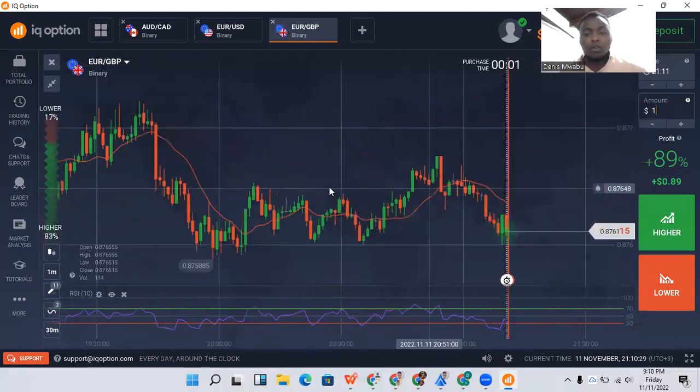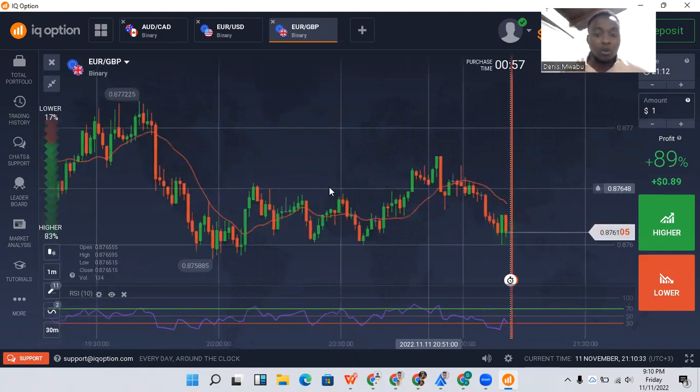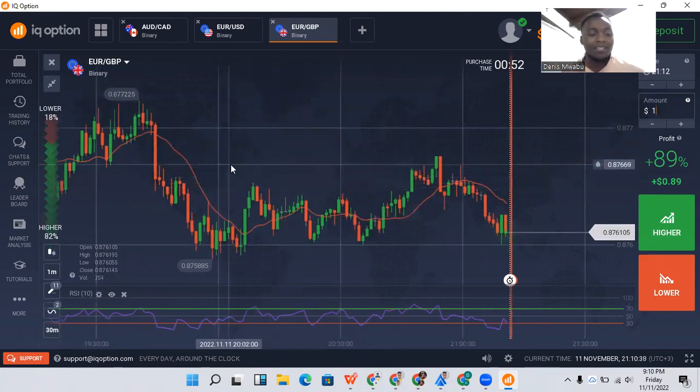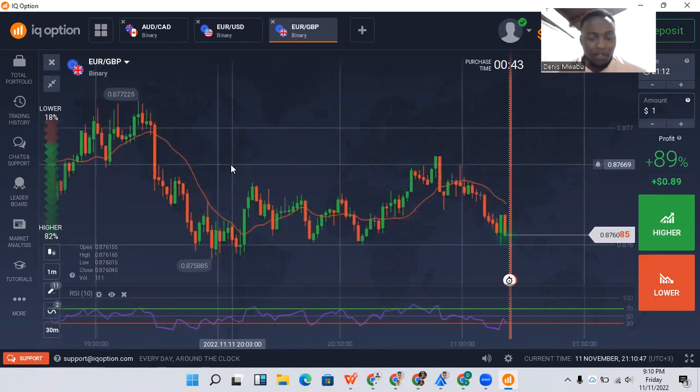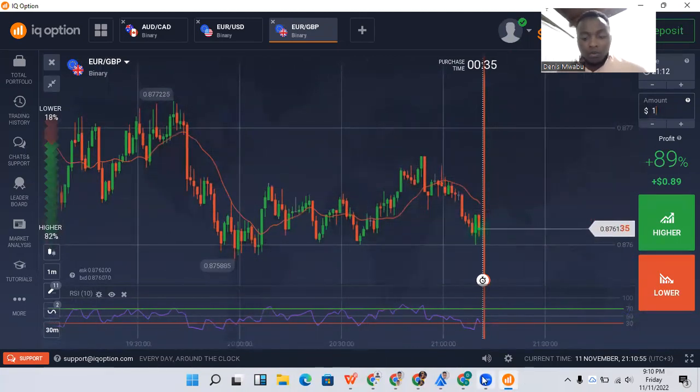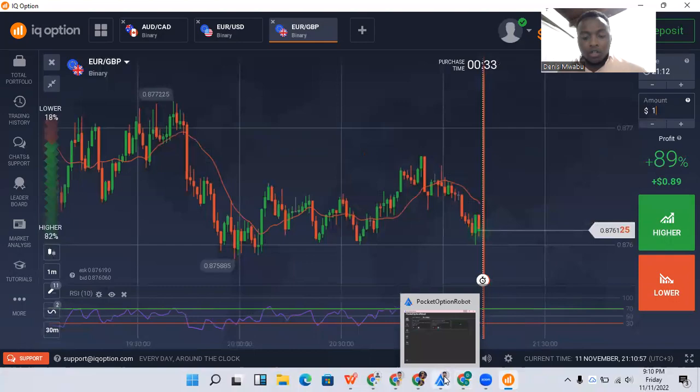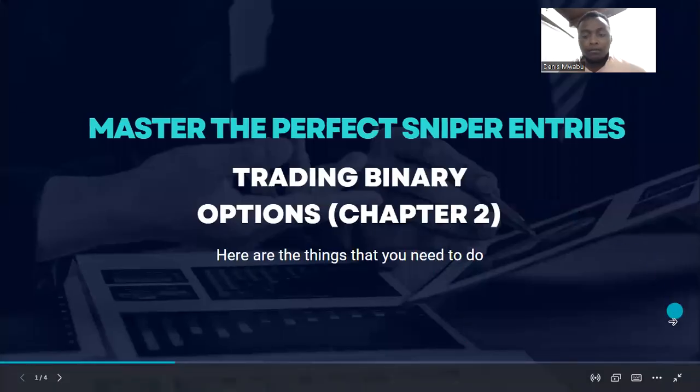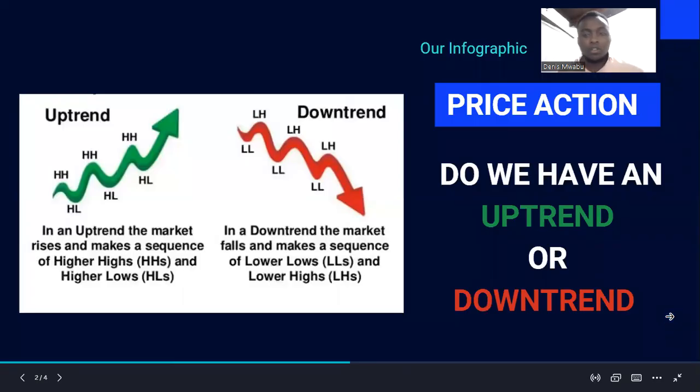So if you do want to, in the last video that I did, I was showing you trends and price action. Those are the main things that you're supposed to really be focusing on to be able to identify some sniper entries that you can actually use to get the perfect trade, to decide if the price is going high or the price is going low. So these are the things that we looked at in the last video.